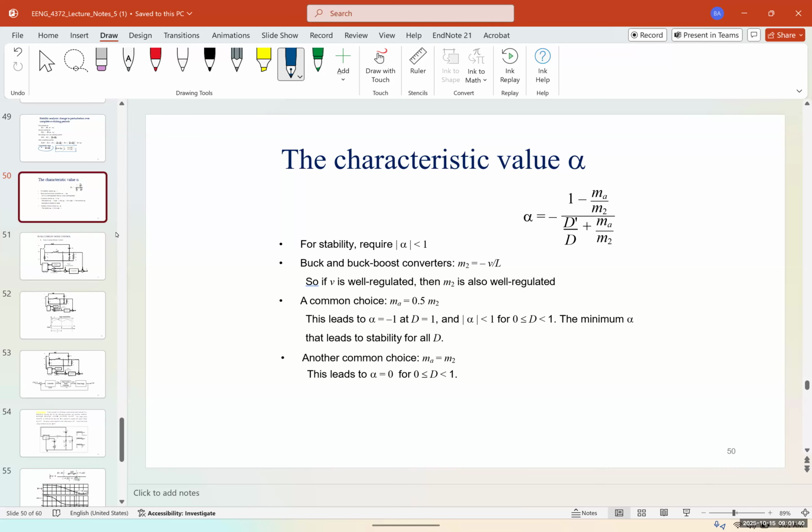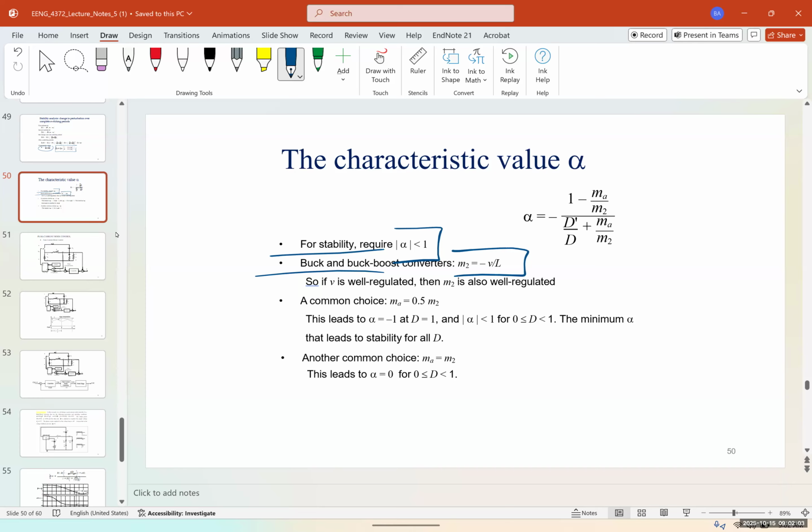And for buck and buck-boost converters, M2 is equal to negative V over L. So these are going to be, again, theoretical problems that you may see in your exam. So if V is well regulated, then M2 is also well regulated. A common choice is MA equal to 0.5 M2.